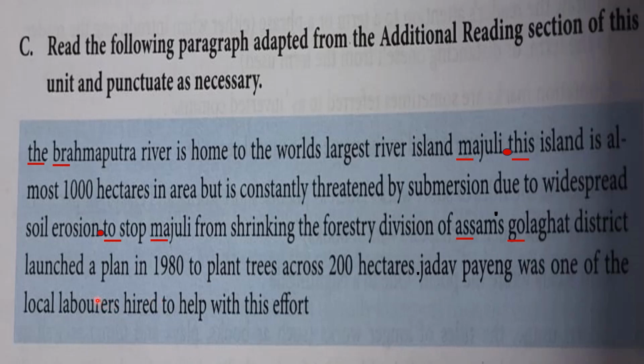District launched a plan in 1980 to plant trees across 200 hectares. Full stop. Jadav Payeng, so it's the proper name, J should be capital. Jadav Payeng was one of the local laborers hired to help with this effort. Full stop should be there. So these are some of the exercises, students.